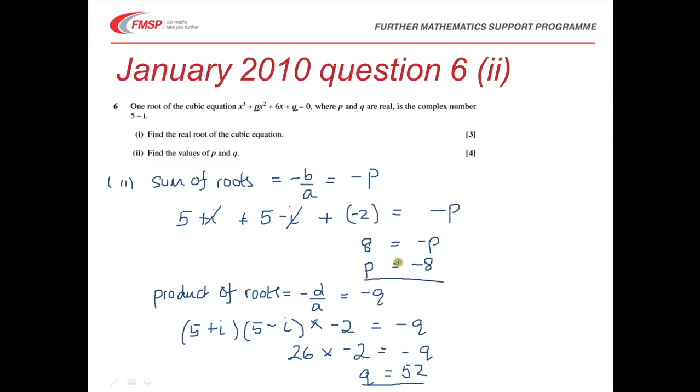Now there were 4 marks for that question, and in each case you're getting a method mark for using the sum of the roots and an accuracy mark for finding the value of p correctly. And in this bit it will be a method mark for the product of the roots and an accuracy mark for q equals 52.